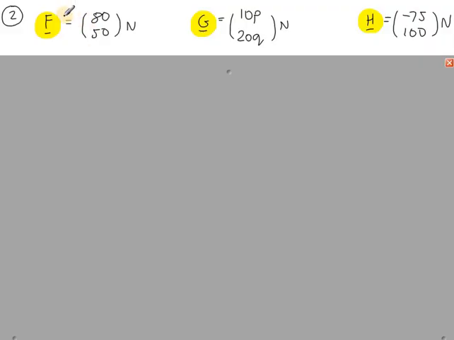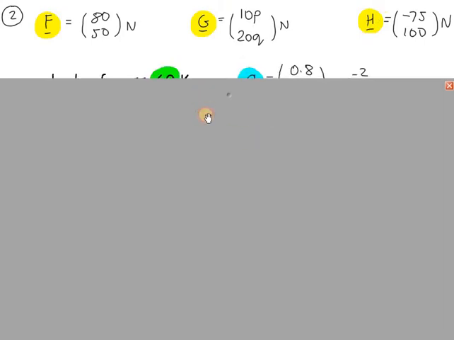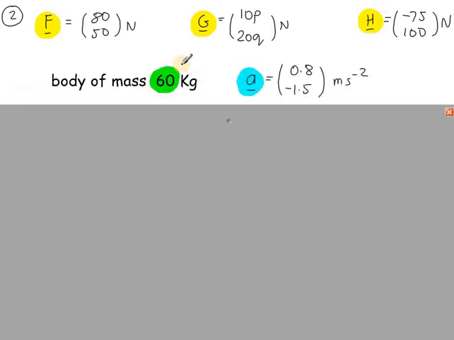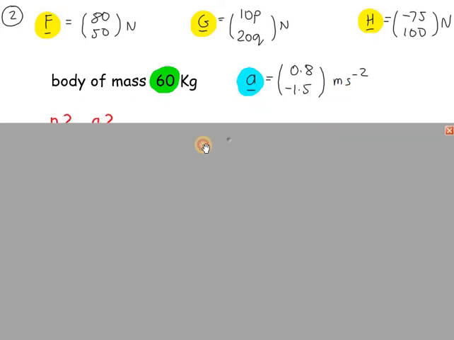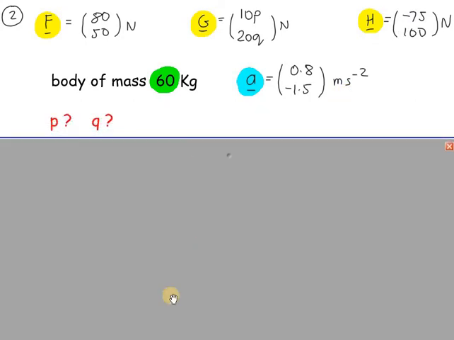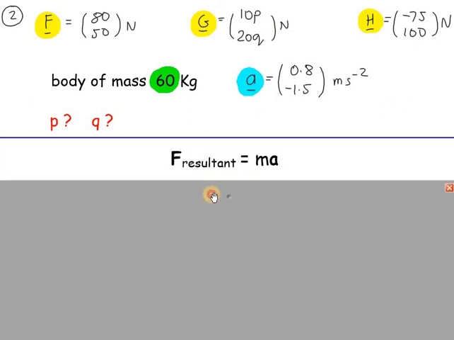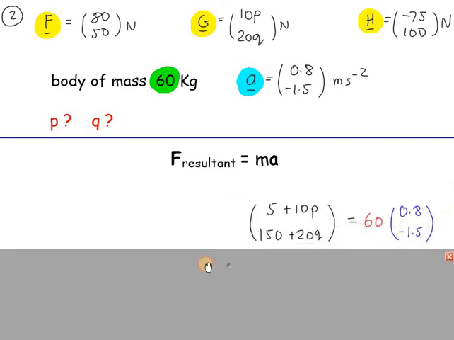Example 2, we have 3 forces which are acting on a body of mass 60 kilograms, and the acceleration produced is given here, and these are all in vector form. So, and we're using vectors in 2 dimensions here. We have 2 unknowns, p here and q. Now we can connect all of these together using F equals ma in vector notation, so like this, and I've added all of the forces together.